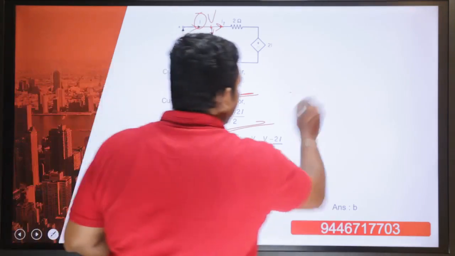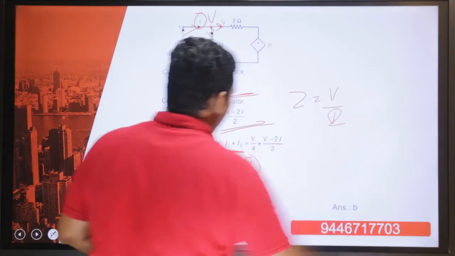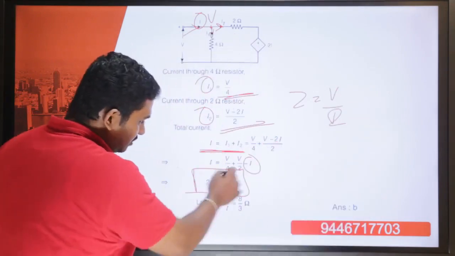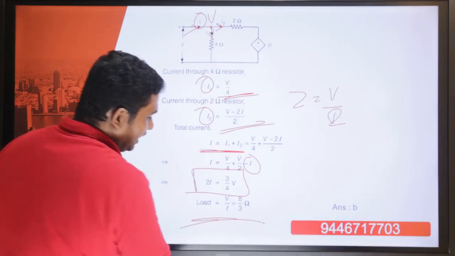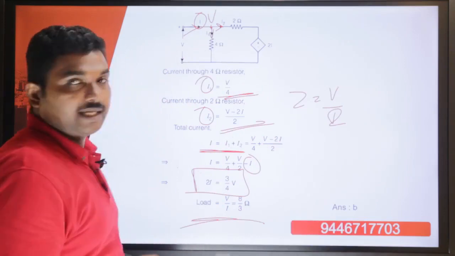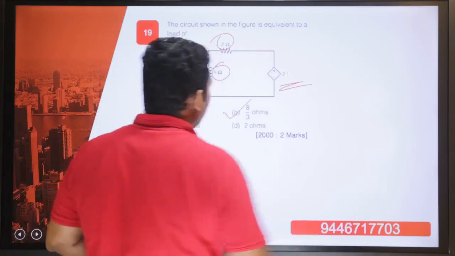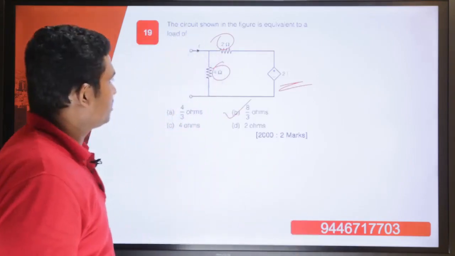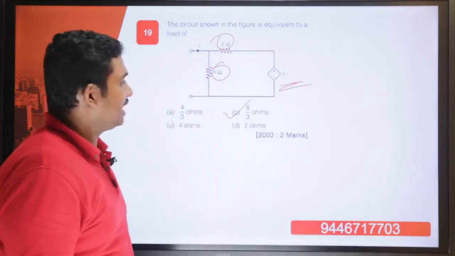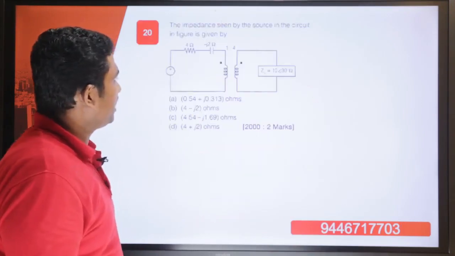Now what is our load? Our load is Z, isn't it? Z is equal to V divided by I. So you can convert this equation in the form of V divided by I, and you will get the answer as 8 by 3 ohms. So what is our answer? Our answer is option B, 8 by 3 ohms. So that is about question number 19.